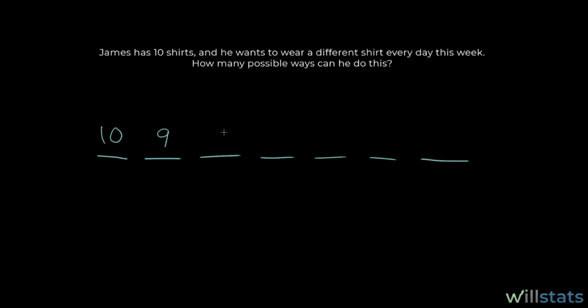and there's no repetition. On the third day, he has 8 shirts to choose from because he can't choose the same one he chose on the first or second day, and then this pattern continues, 7, 6, 5, and on the last day, he has 4 shirts to choose from. Now we can multiply all of these possibilities together to find how many possible ways he can do this. However, there's an easier way to represent this.